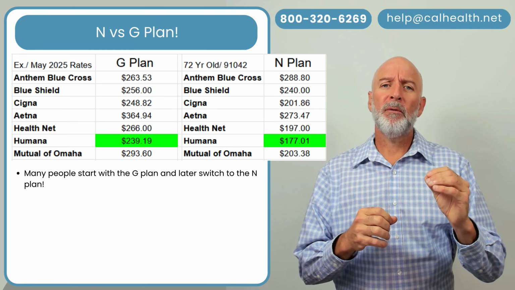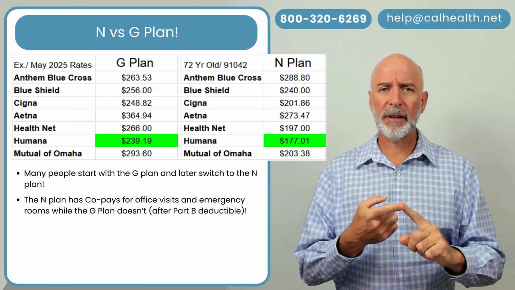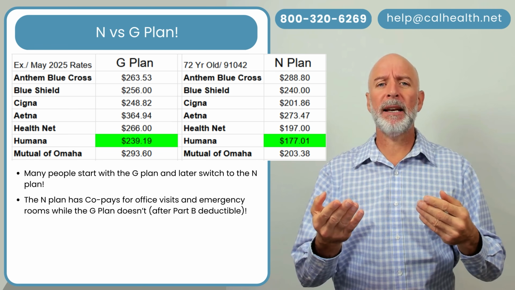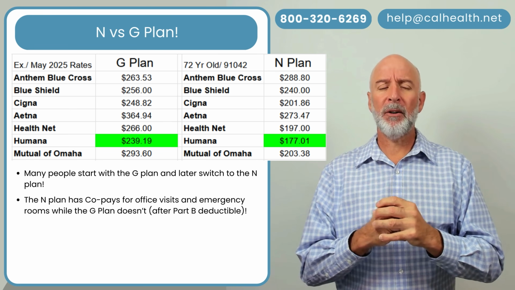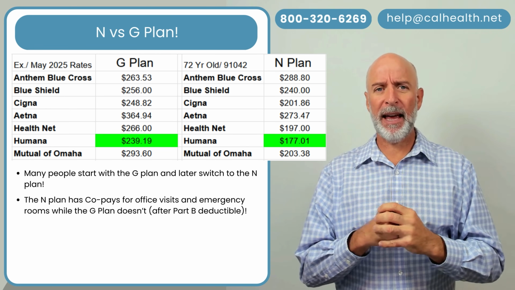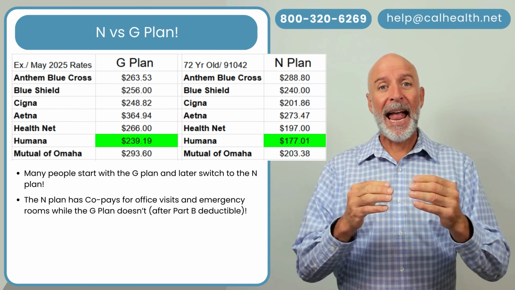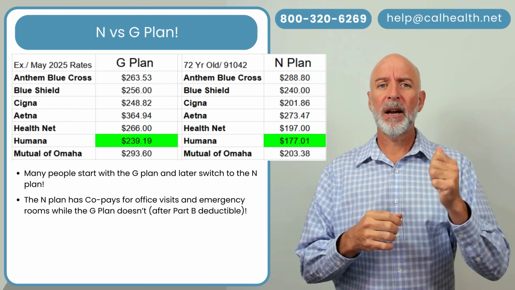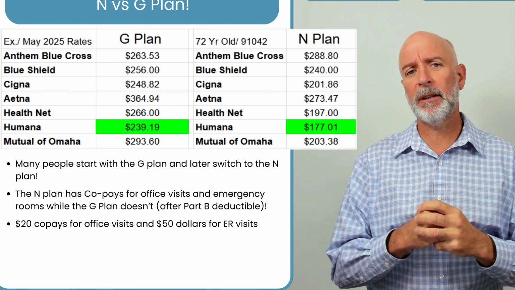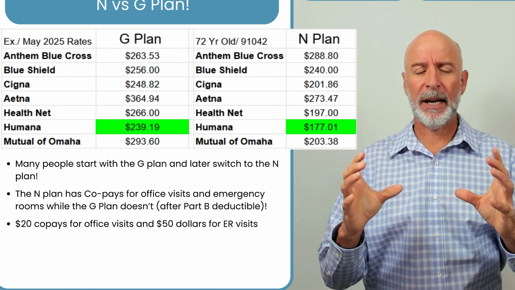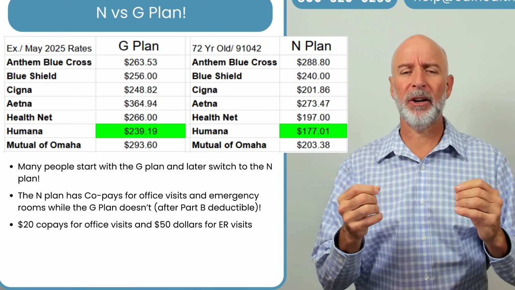The N plan will have copays for office visits and emergency rooms even after you've met your Part B deductible. So it's kind of like the G plan in that you first have to pay that Part B deductible, the $257, and then you start paying copays. $20 copays for physician or doctor visits, $50 for ER visits. That's it.